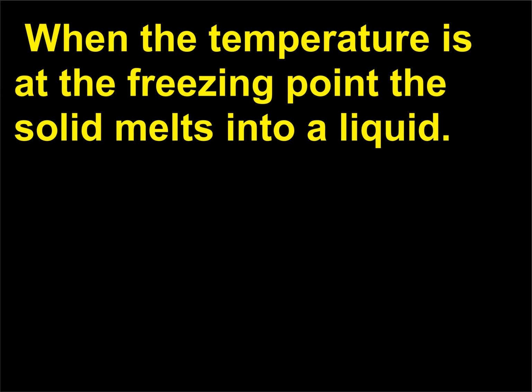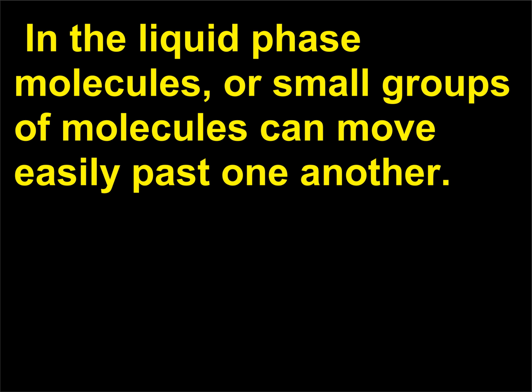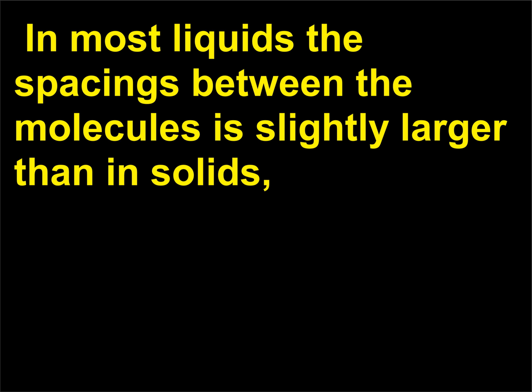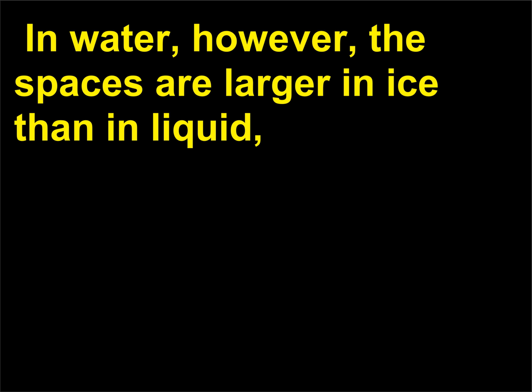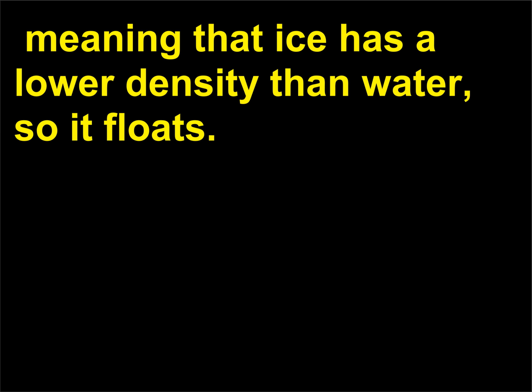When the temperature is at the freezing point, the solid melts into a liquid. In the liquid phase, molecules, or small groups of molecules, can move easily past one another. In most liquids, the spacings between the molecules is slightly larger than in solids, giving them a lower density. In water, however, the spaces are larger in ice than in liquid, meaning that ice has a lower density than water, so it floats.